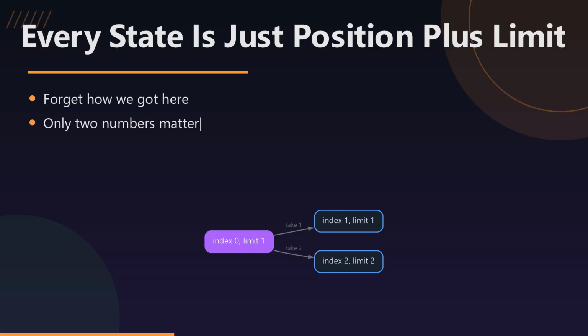Here's the trick. It doesn't matter which piles got taken earlier or who took them. All that matters right now is where we are in the row and what our current limit is. I call this the growing window because the limit only ever grows, it never shrinks back down. 2 numbers, index and limit, fully describe the rest of the game and that's what lets us solve each state exactly once and cache it. In short, the whole messy history collapses into just 2 numbers.